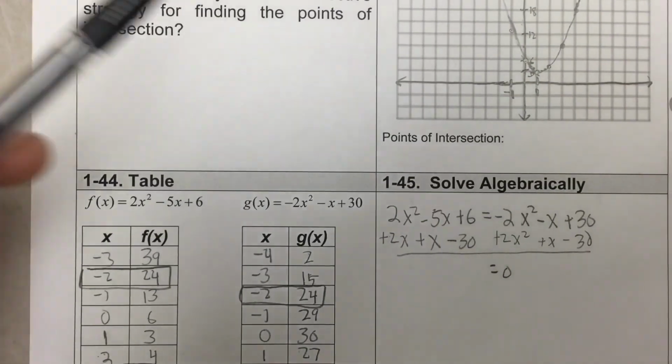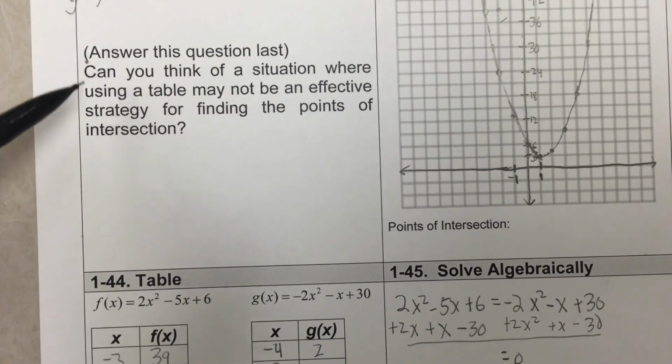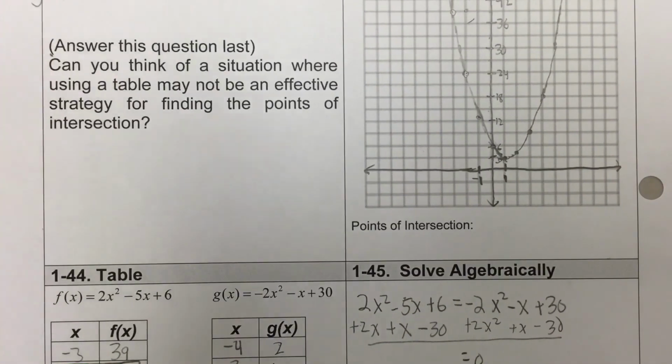When you are done with the graph and solving it algebraically, then answer this question. Can you think of a situation where using a table may not be an effective strategy for finding the points of intersection? All right, good luck finishing this up.